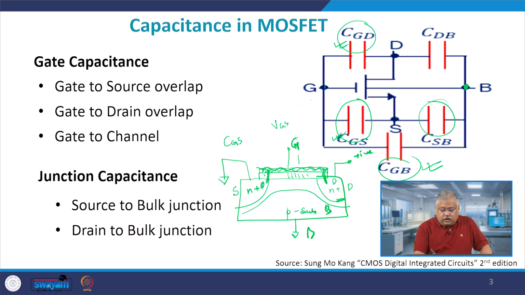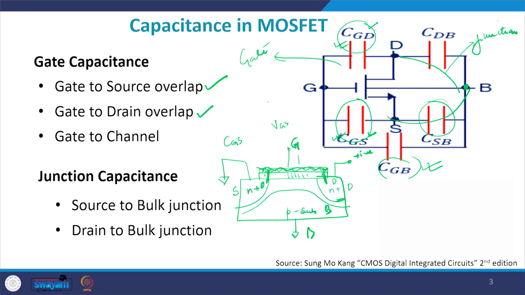So out of all these, I can show you that CGD, gate to drain, and gate to source overlap, I will discuss gate to channel later on. These are known as gate capacitances, and source to bulk and drain to bulk are all my junction capacitances. These are known as junction capacitances, and this is known as gate capacitance on the left hand side. Now what is a channel capacitance?